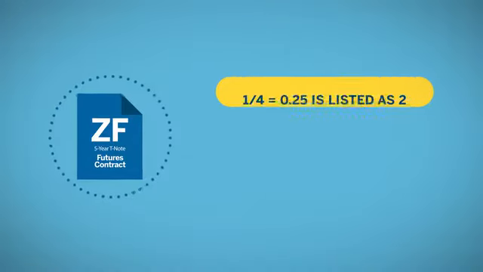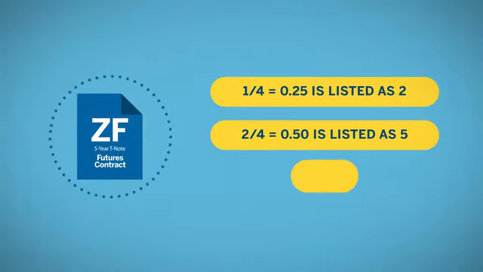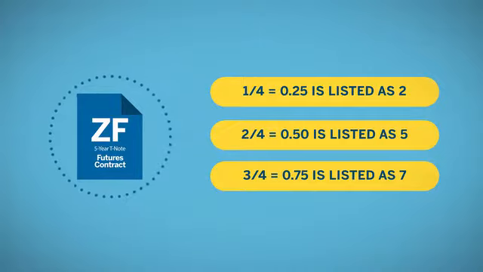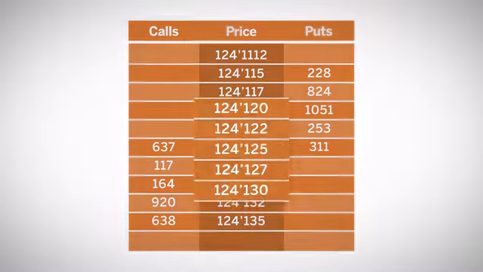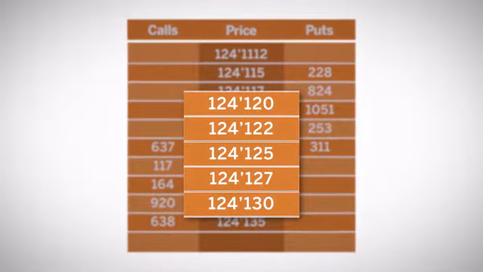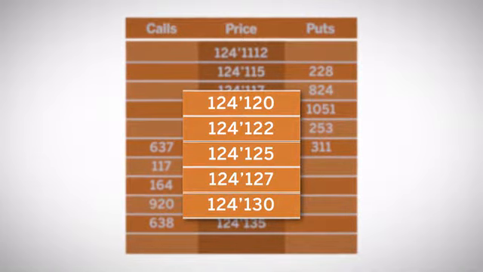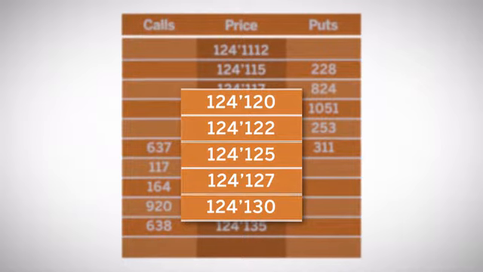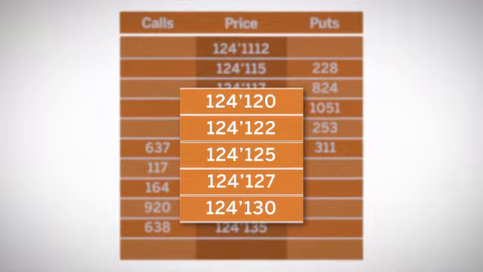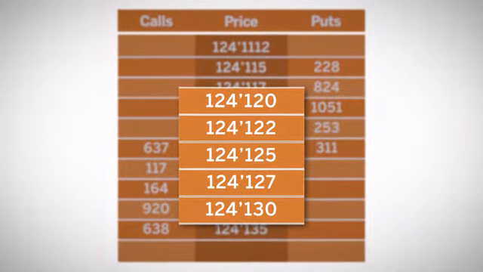The quarters of a point are represented in decimal, omitting the second digit of the decimal. 1 quarter, equaling 0.25, is listed as 2. 2/4, equaling 0.50, is listed as 5, and 3/4, equaling 0.75, is listed as 7. For example, on a trading depth of market, you would see 124 12/32nds, 124 12.25/32nds, 124 12.5/32nds, 124 12.75/32nds, 124 13/32nds.